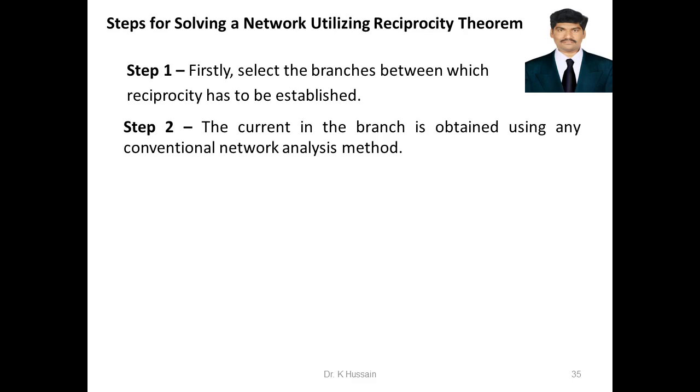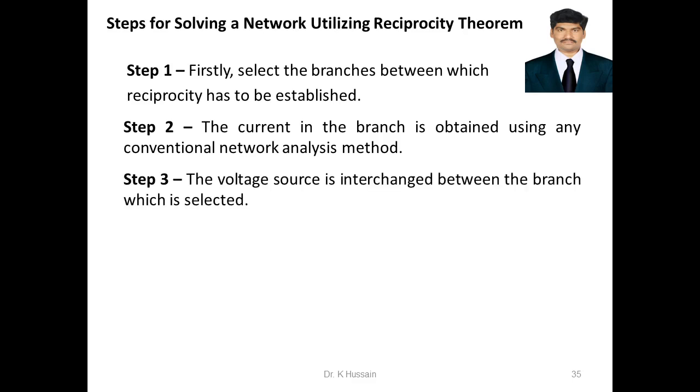You can use either the nodal analysis or loop analysis method. Any method you can use. You need to find the current in that particular branch. In the branch you selected, you have to find the current using any one of the methods. Third, the voltage source is interchanged between the selected branches. After selecting them, first you have to find the current in that branch, and then you have to shift that source to the next branch.